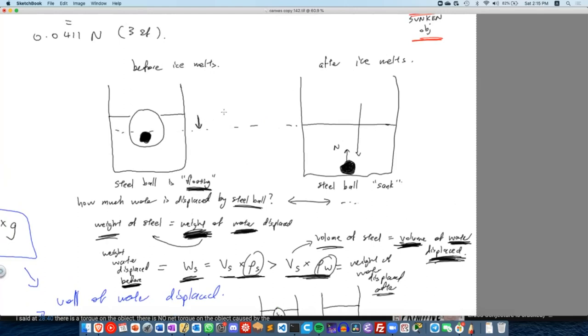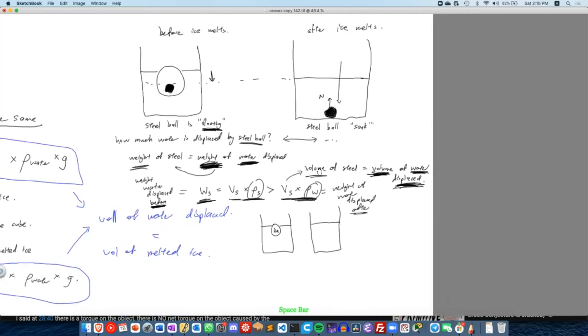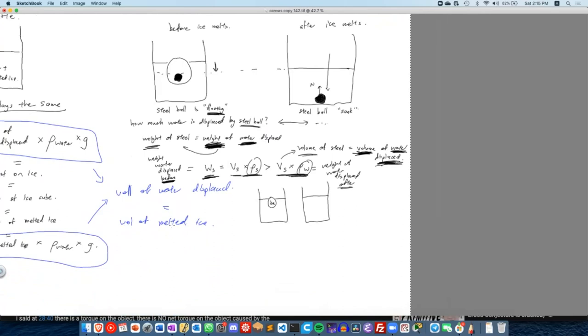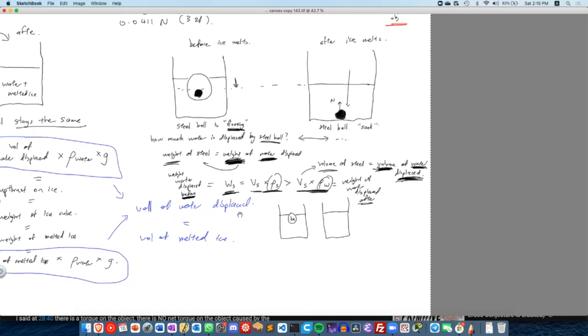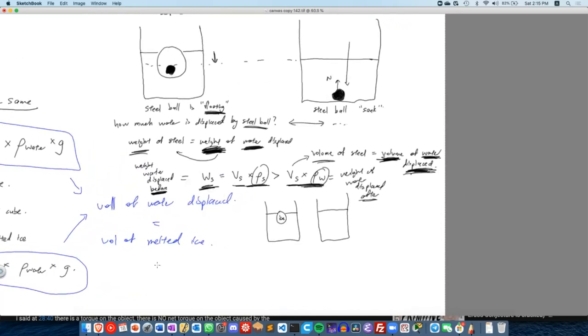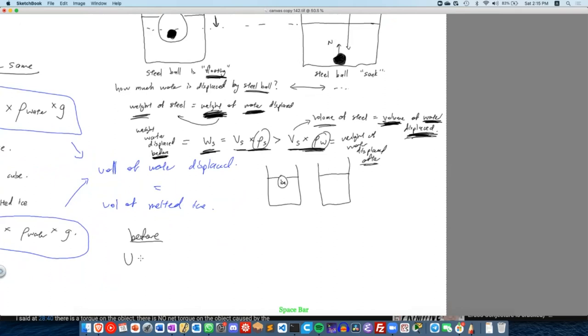And how much does it drop, right? It drops by the difference in upthrust. So the difference in upthrust. So initially, the upthrust before is equal to the weight. The upthrust on steel alone is equal to the weight of steel.